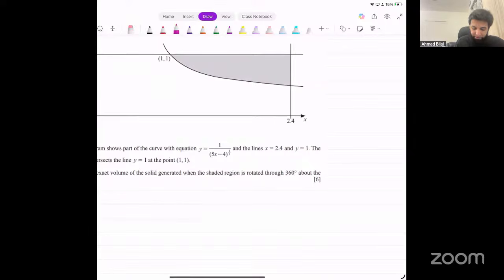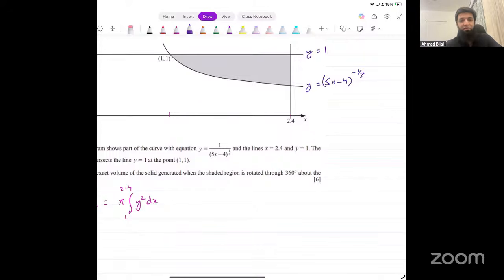The formula for that is pi into integration of y squared with respect to x. Limits are going to be values of x. In this case, the limits are from 1 to 2.4. These will be the limits that you take. Now, the curve's equation is given. This is (5x minus 4) whole raised to power negative 1 over 3. And the line's equation is y equal to 1.